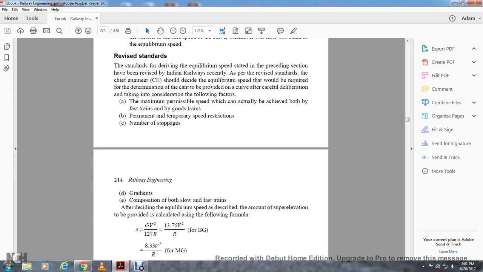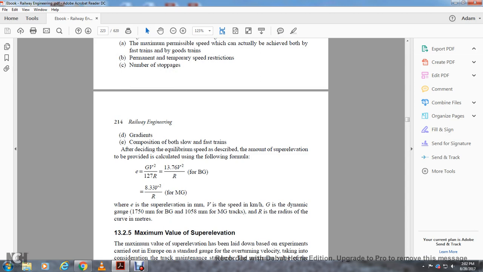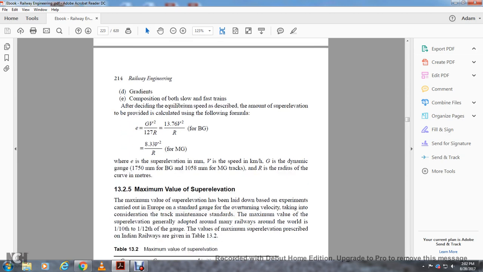After fixing the equilibrium speed, the amount of superelevation to be provided is calculated using the following formula. E is equal to G V squared divided by 127 R, which is equal to 13.76 V squared divided by R for the broad gauge, and 8.3 V squared divided by R for meter gauge, where E is the superelevation in millimeters, V is the speed in kilometers per hour, G is the dynamic gauge, 1750 millimeters for broad gauge and 1058 millimeters for meter gauge, and R is the radius of the curve in meters.